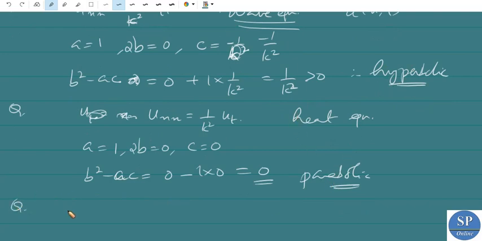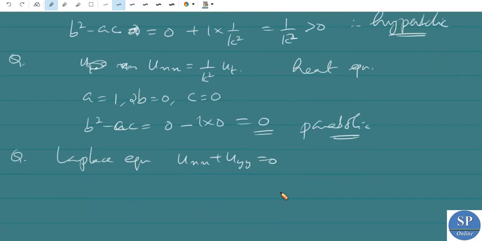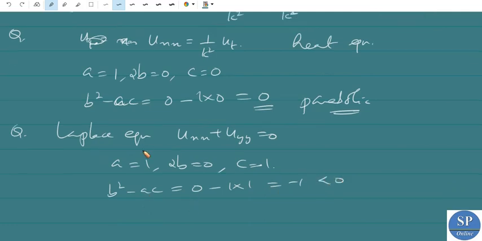And next is the Laplace equation. The Laplace equation is uxx plus uyy equal to 0. You know the Laplace equation. It is elliptic because here a equal to 1, 2b equal to 0, and c equal to 1. So b square minus ac is 0 square minus a into c. So this is minus 1, which is less than 0. Therefore this Laplace equation is elliptic.